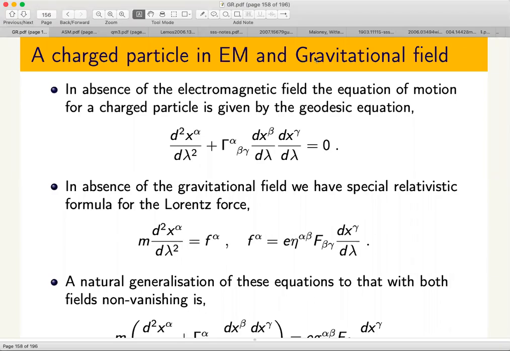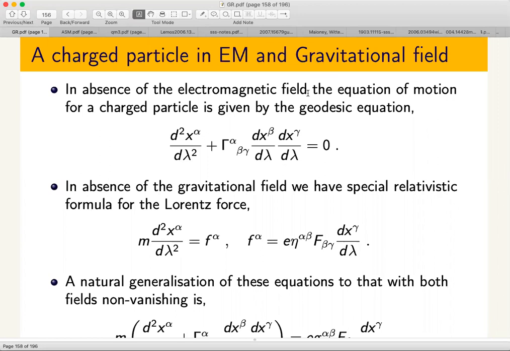Okay, so let's pick up the thread. We'll probably step back a little just because we are at a week-long break in between. So what we want to look at is to study the equations for a charged particle moving in both electromagnetic and gravitational field.